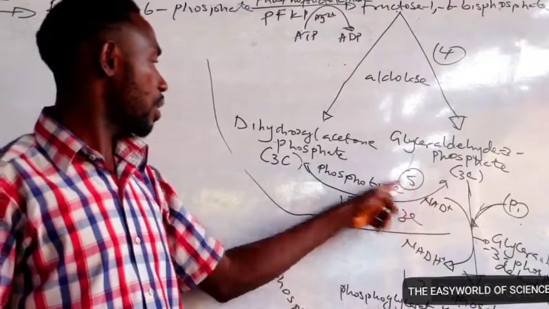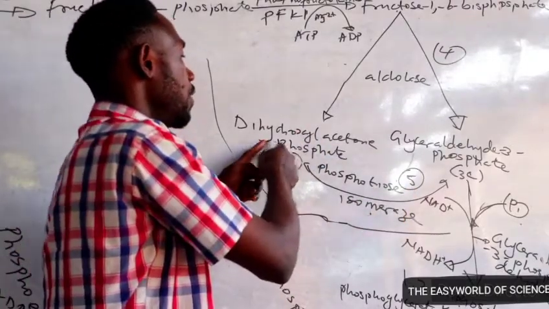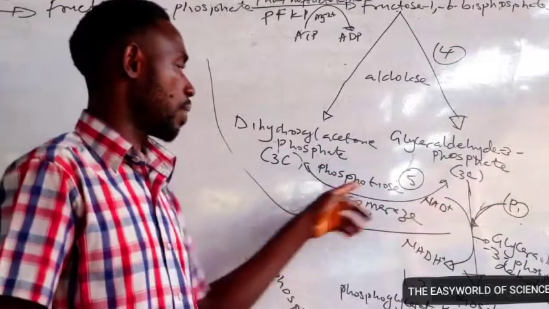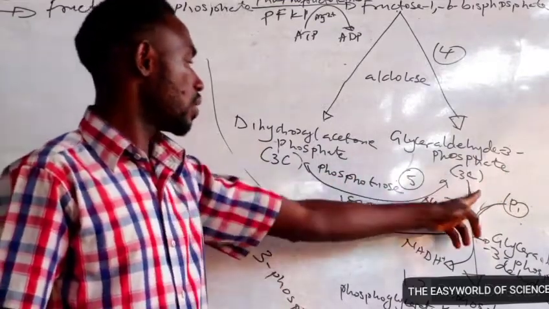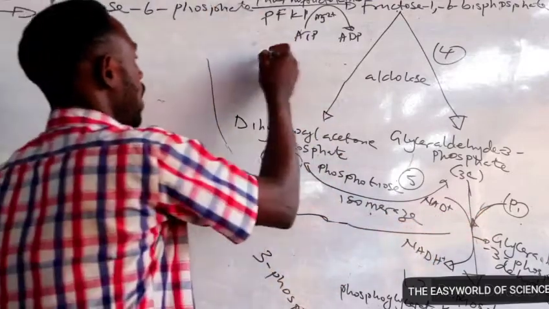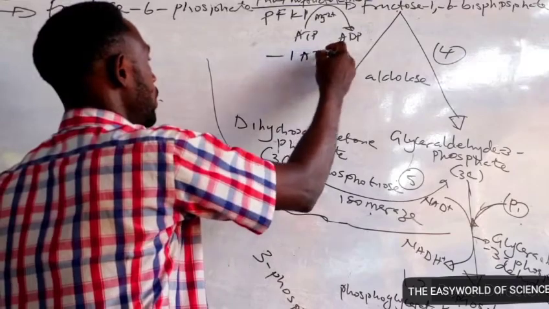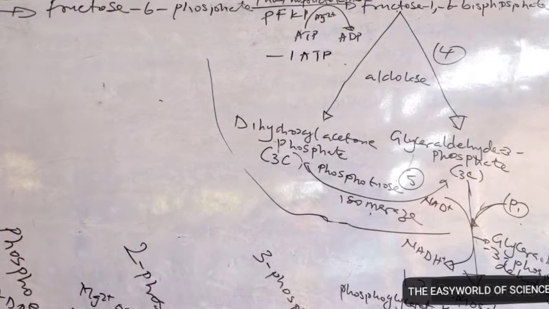Then the next step is the interconversion, changing of dihydroxyacetone phosphate to glyceraldehyde 3-phosphate by the enzyme phosphotriose isomerase. Then we are done with the energy consuming stage. And here, remember, we have minus 1 molecule of ATP again. So at the energy consuming stage, you have spent 2 molecules of ATP.